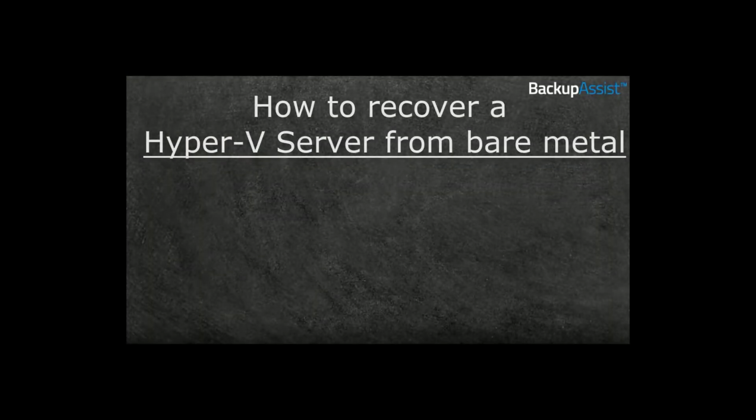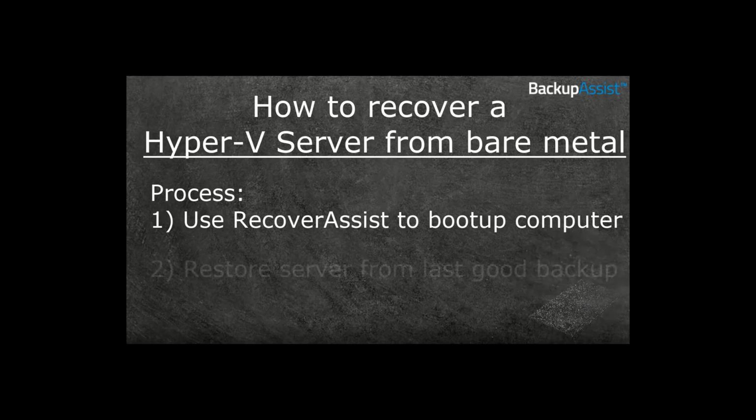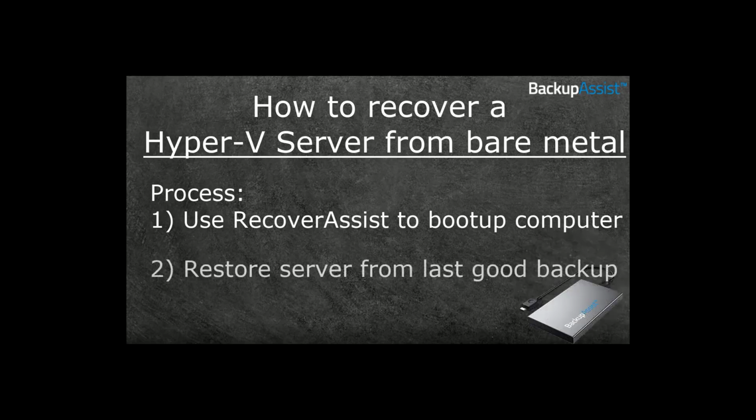If you're ready to follow along, have your bootable BackupAssist media and your backup ready. Let's begin. In this example, we'll be using BackupAssist Boot CD to get the bare metal computer initialized and then restoring a Microsoft Hyper-V server from a backup on an external USB hard drive. This bare metal recovery process should work the same if you are trying to recover a physical Windows server or a desktop to a previous operating state.